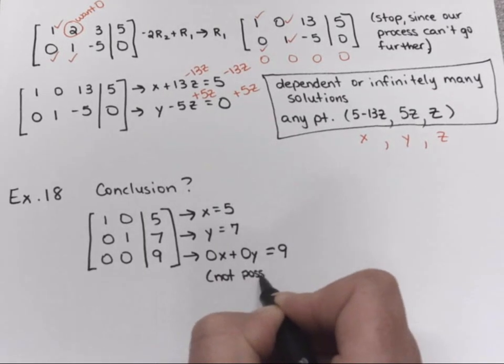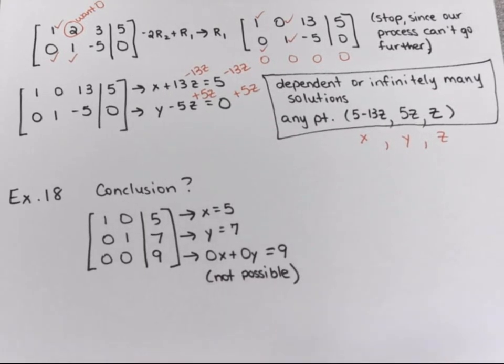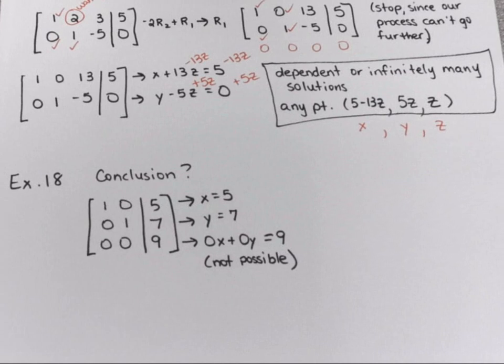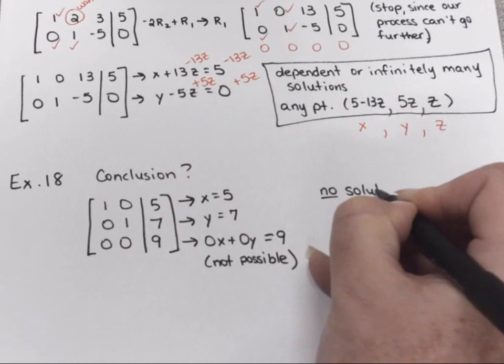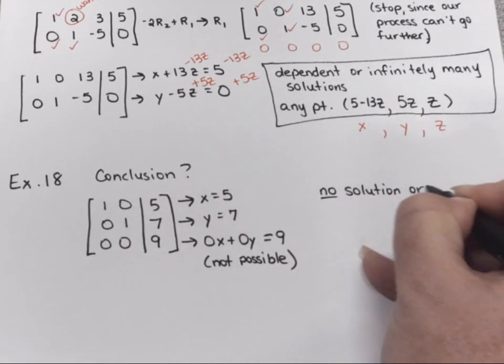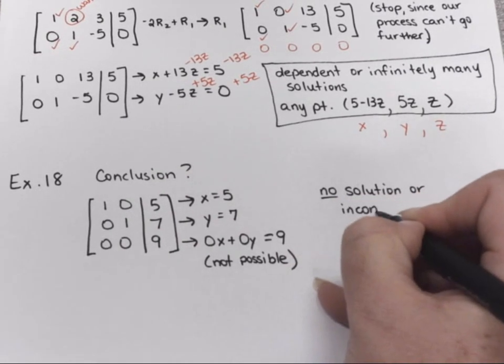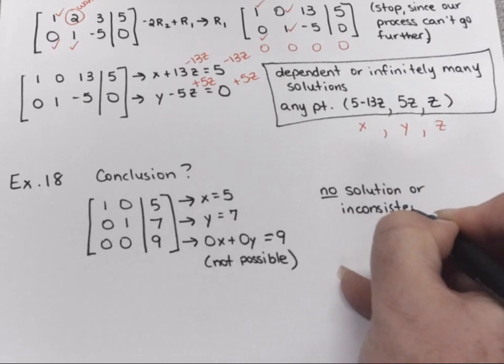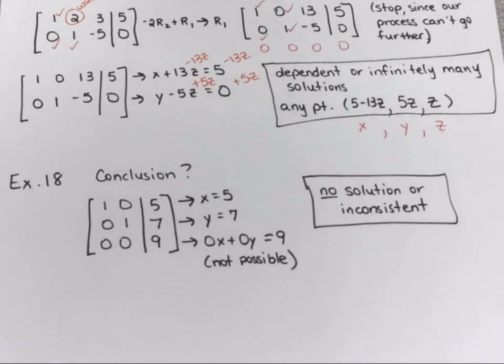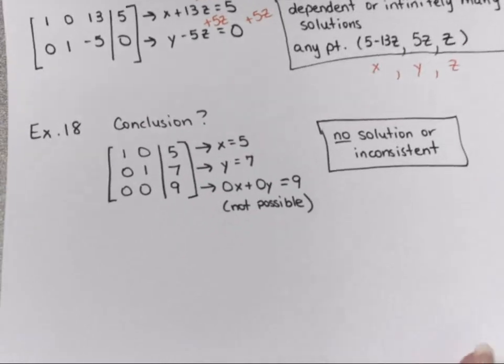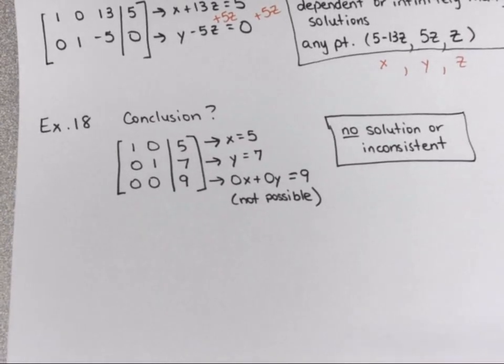If the third row is not possible, then what does that mean about the whole thing? Even though we seem to have solutions for x and y, what are we going to say? We're going to say no solution, or what? Or inconsistent. So one bad row ruins everything. Kind of like in life, right? One bad row in your life ruins a lot of stuff.